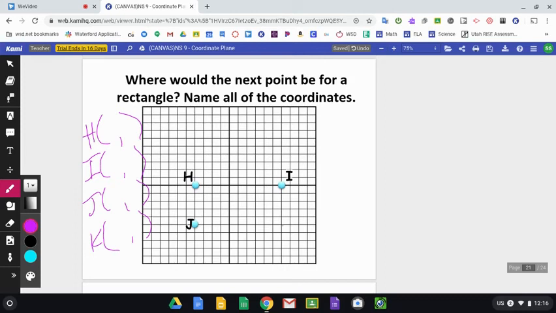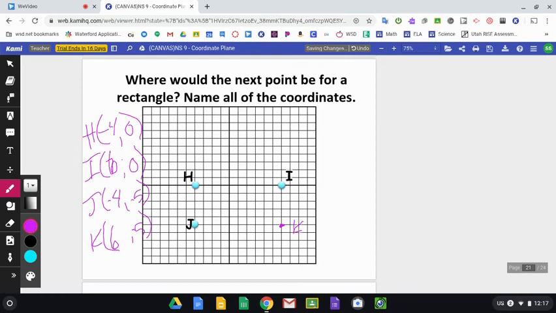All right, welcome back. Point K should be somewhere right here. The coordinates for point H are -4, 0. For point I, +6, 0. For point J, -4, -5. Point K, 6, -5.